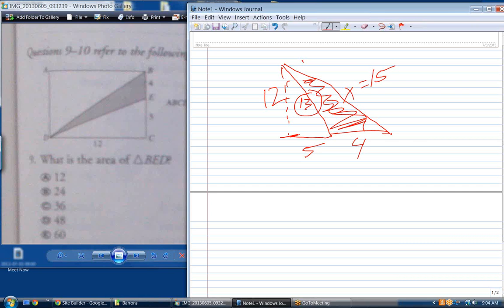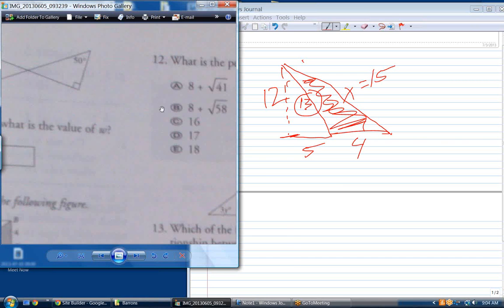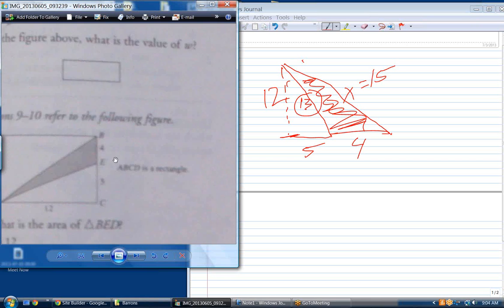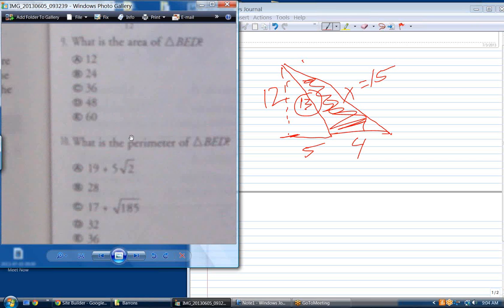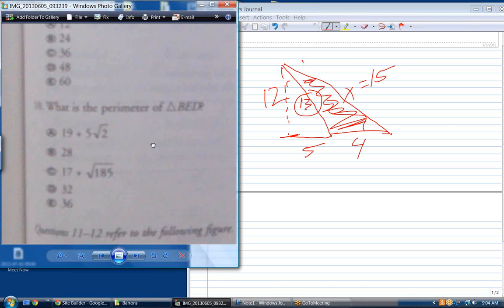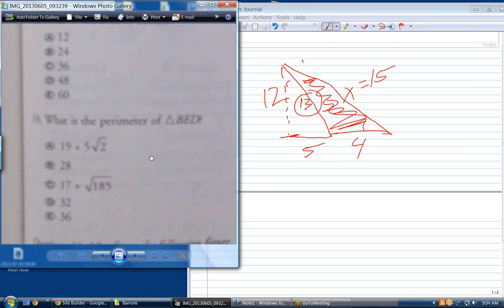So now what's the perimeter of that triangle? Okay, and I'm looking just for the perimeter of the shaded area? Yes, the perimeter. They want the perimeter of BED. Okay, so it'd be 13 plus 4 plus 15. What is that? 32? Okay. 32.